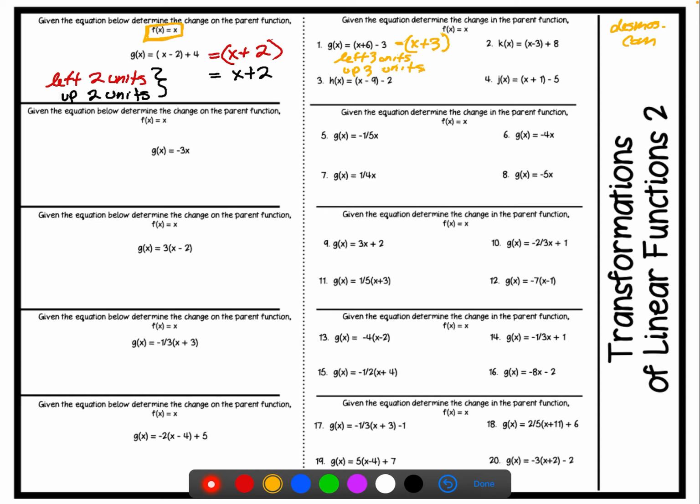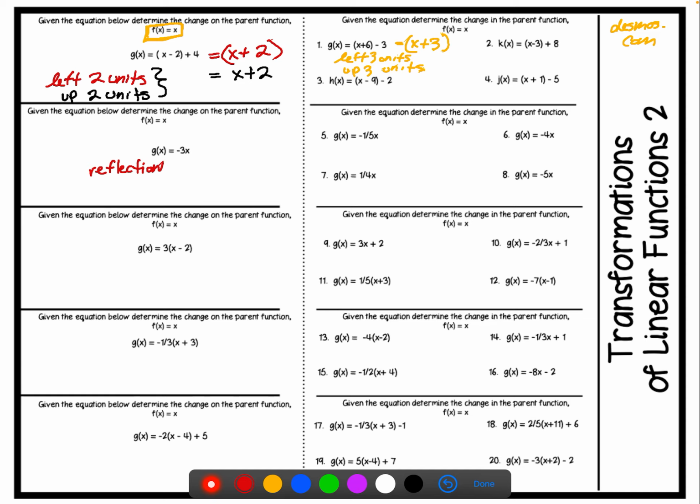All right, so the next one says, given the equation below, determine the change on the parent function, f of x equals x. And this time, we're given negative 3x. All right, that negative part says there's going to be a reflection. So we're going to say reflection. Note that this reflection is across the x-axis, but inside the parentheses, it's about the y-axis as well. We'll talk about the details of it later because it's actually doing both. We're just going to write reflection.